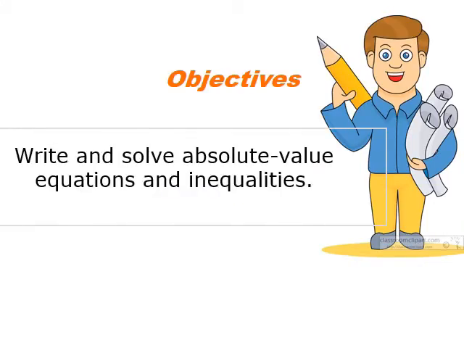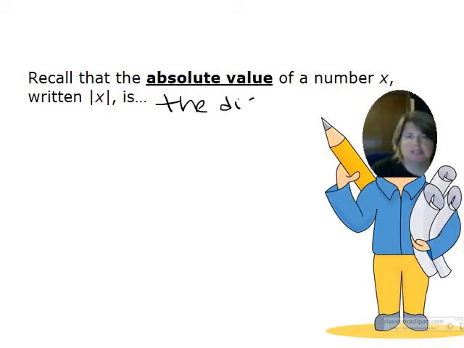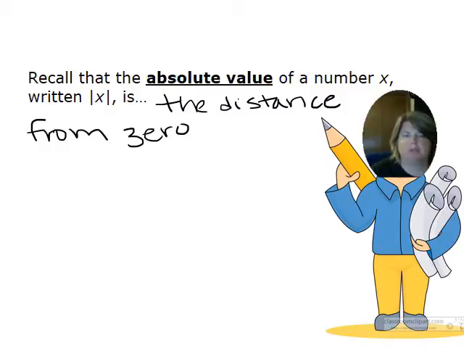Today, our objective is to solve absolute value equations and inequalities. Recall that the absolute value of a number x is written with two bars, meaning the absolute value of x, and it is the distance from 0. Make sure you have the symbol in your notes and the definition, the distance from 0.